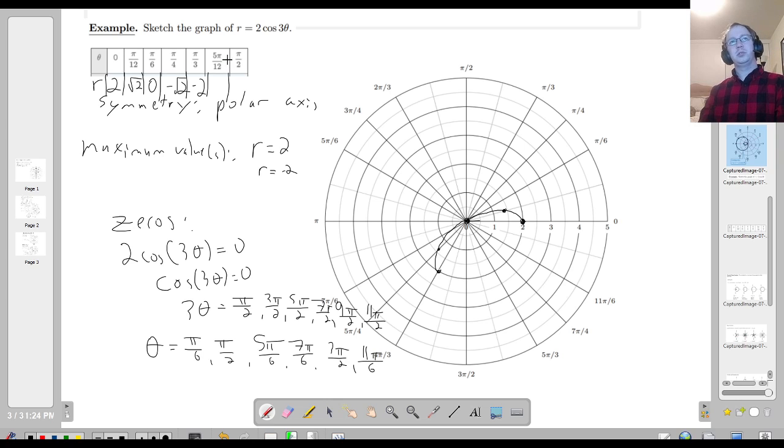5 pi over 12. So let's see, if I multiply that by 3, that's 5 pi over 4. Cosine of 5 pi over 4 is negative root 2 over 2. Multiply that by 2, it's negative root 2. So here's my angle, but instead of going that way, I'll go the opposite direction, about 1.4. Right around to there. Okay, so it looks like maybe I'm circling back to the middle. Let's see what happens next. Pi over 2, yeah. So pi over 2, I'm expecting to come back in. Pi over 2 times 3 is 3 pi over 2. Cosine of 3 pi over 2 is 0. If I multiply that by 2, it's still 0.